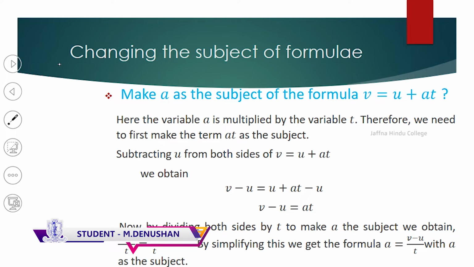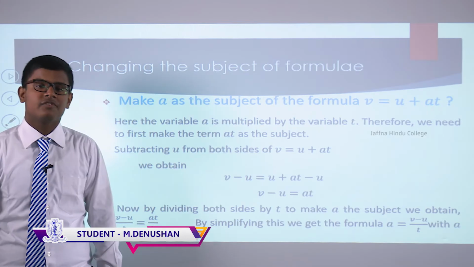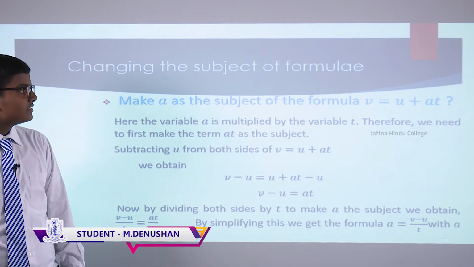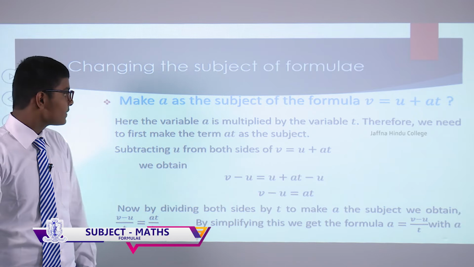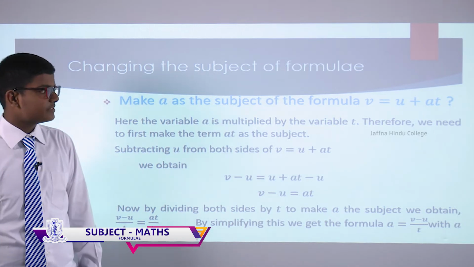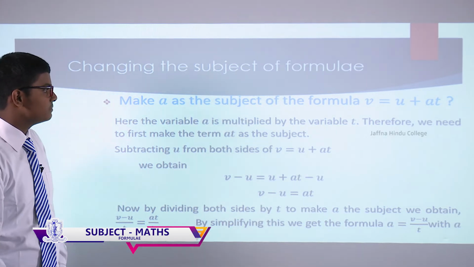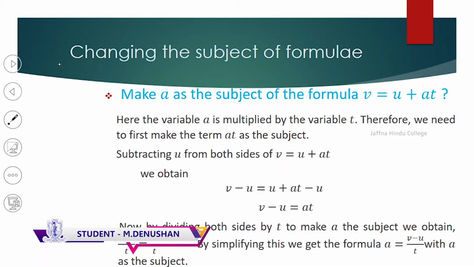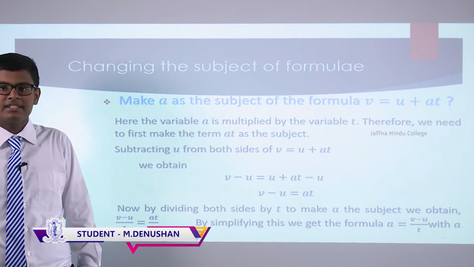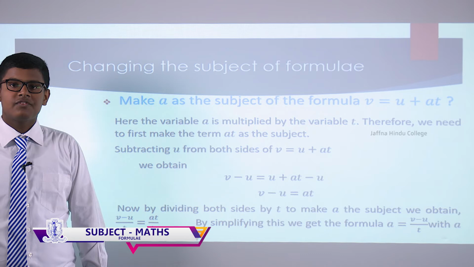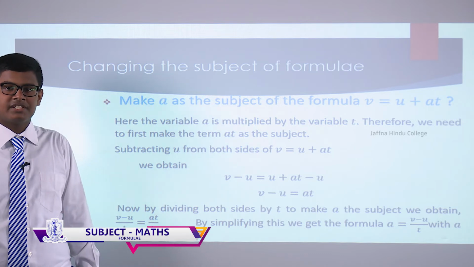Changing the subject of the formula is the important thing in the formula. These are the worked examples shown by me. Here we have to make a the subject of the formula v is equal to u plus at. In the formula, the variable a is multiplied by t. Therefore we have to make at the subject.